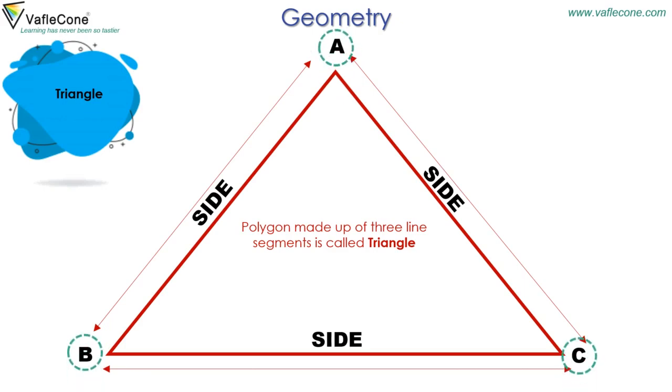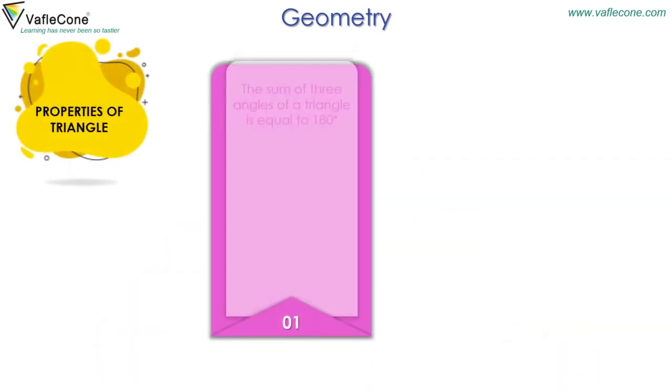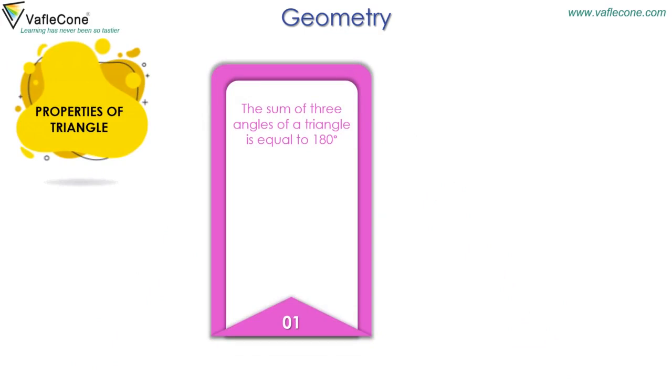The 3 angles of triangle ABC are angle ABC or angle B, angle BCA or angle C, and angle CAB or angle A. Properties of triangle. The sum of the 3 angles of a triangle is equal to 180 degrees. In triangle ABC, angle A plus angle B plus angle C is equal to 180 degrees.